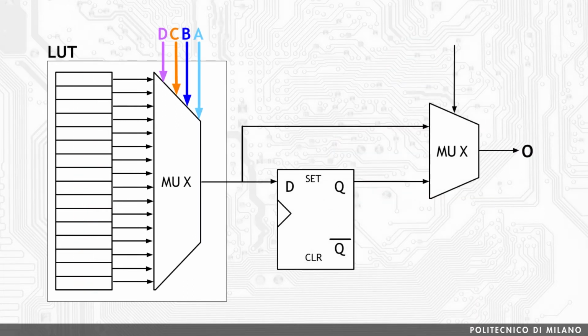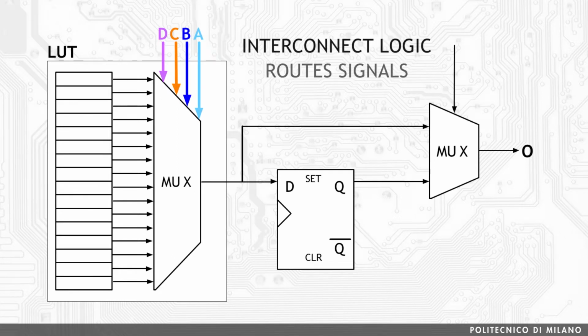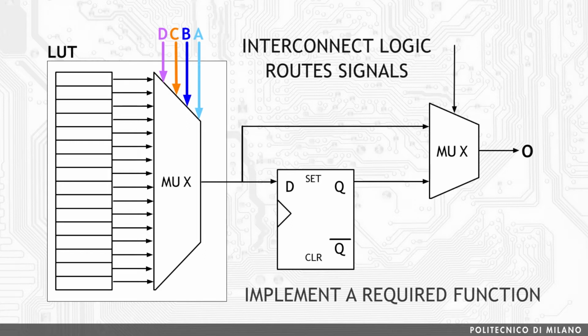Around the lookup table there is the interconnect logic that routes signals to and from the lookup table, implemented using standard logic gates, multiplexers, and latches. Therefore, during the configuration process of an FPGA, the memory inside the lookup table is written to implement a required function, and the logic around it is configured to route the signals correctly in order to build a more complex system around the basic building block.